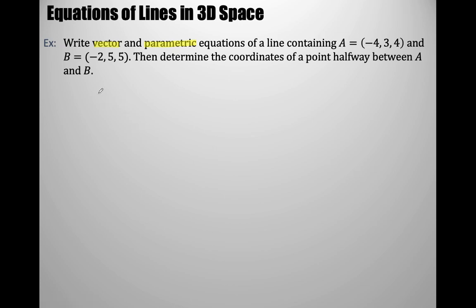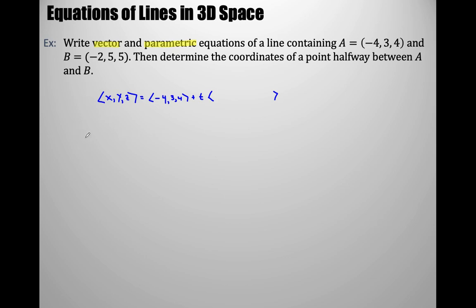Right, so to write the equation of that line, any point x, y, z on the line is equal to my initial point, and let's call that A since it came first, plus t times the direction vector. And remember, the direction vector comes from b minus a.